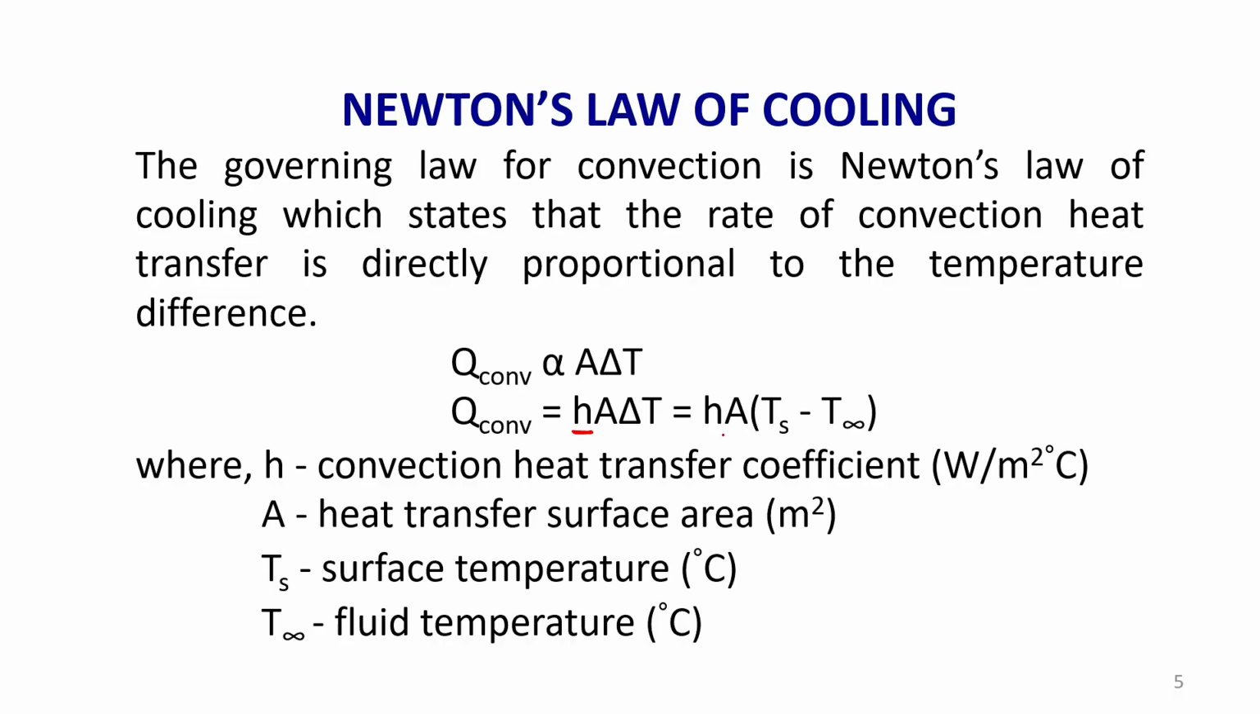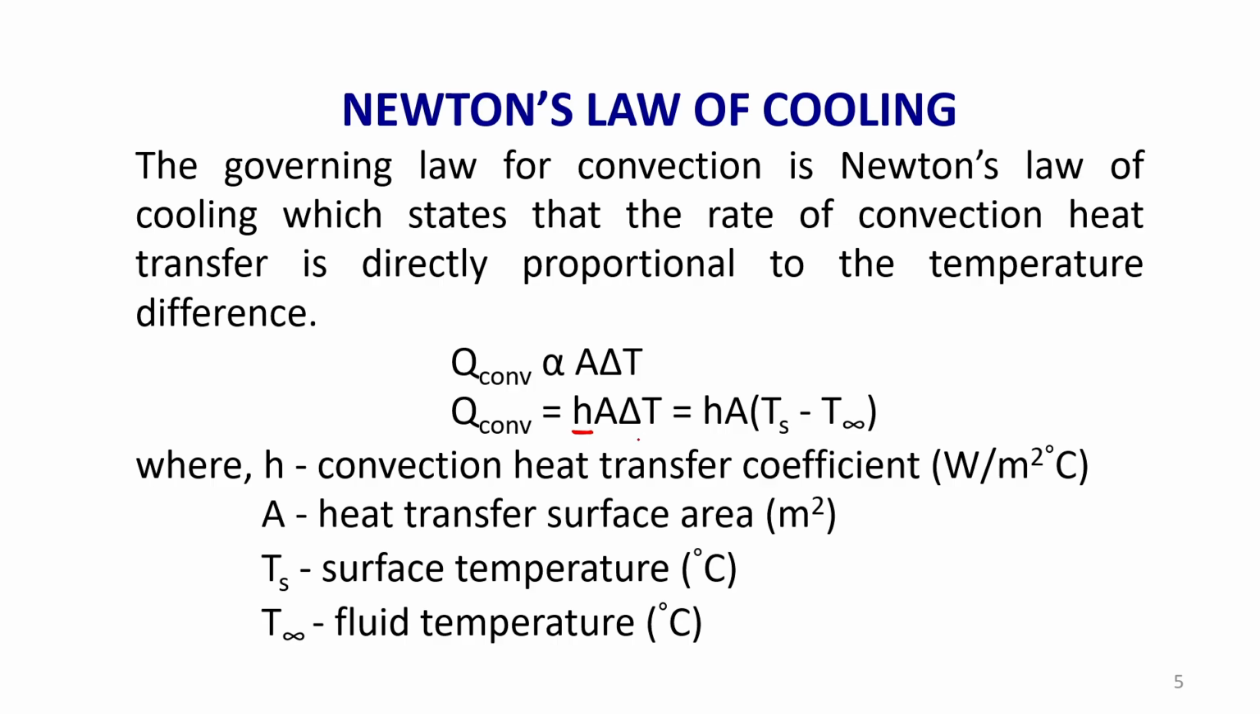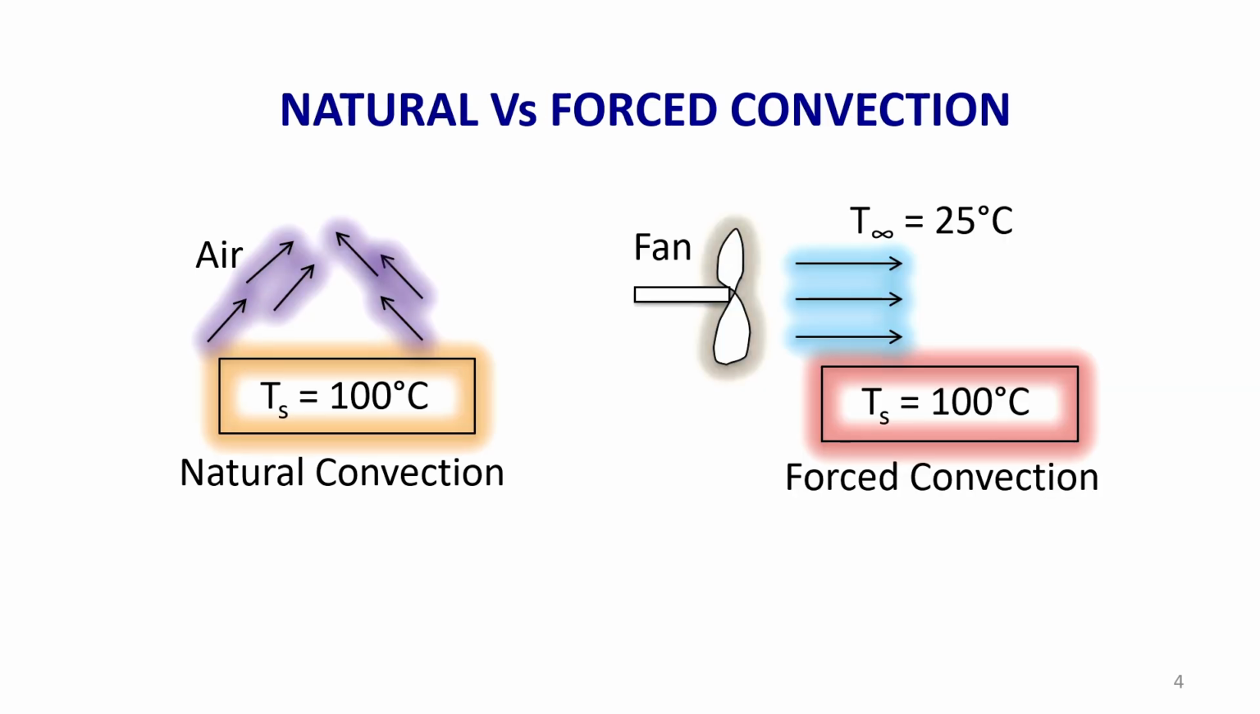The heat transfer coefficient, if the rate of heat flow is for 1 meter square area, then Q divided by delta T is nothing but h. Heat transfer per unit area divided by delta T will give you the heat transfer coefficient. So hA into delta T is the governing law, where delta T is the temperature difference. In the example which I have explained, the surface temperature is more than the ambient, so Ts minus T infinity.